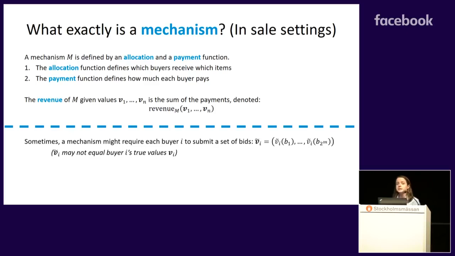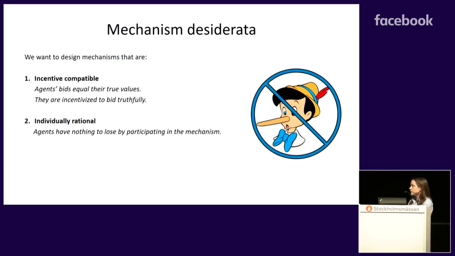And like I mentioned, sometimes buyers are not incentivized to bid truthfully. So sometimes a mechanism might require buyers to submit bids, which I'll denote as v_i tilde, and if the buyers are being strategic, then their bids might not equal their true values. But this brings me to some properties we would like our mechanisms to satisfy. The first of which is incentive compatibility. We would like our mechanisms to be incentive compatible, which means that all buyers are incentivized to bid truthfully. And we would also like our mechanisms to be individually rational, which means the agents have nothing to lose by participating in the mechanism. So no one's going to walk away with negative utility.